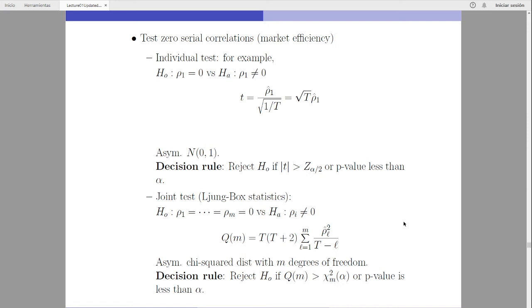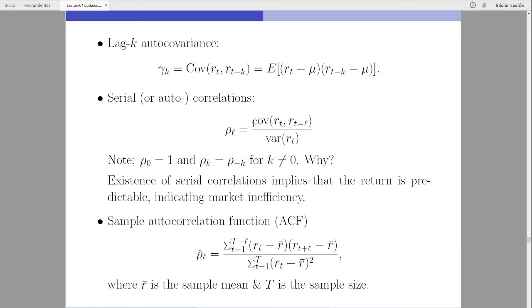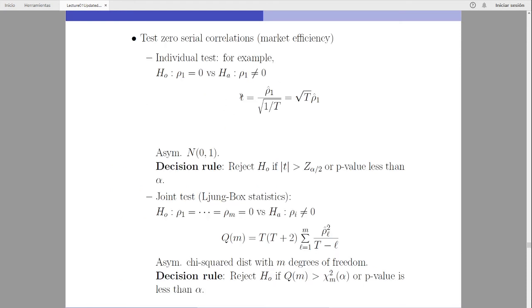Now, market efficiency can be tested as well. If we don't have serial correlations between our variables, that is actually an efficiency marker. And we can take a test like this, for example, calling as our null hypothesis rho 1 equals 0 versus our alternative hypothesis that rho 1 is different from 0. And we have our parameter t in this way, which is rho-hat 1 times the square root of T. And this is similar to a normal 0,1. So we can reject our null hypothesis if either this small t is bigger in absolute value than the corresponding value of the normal distribution, or if the p-value is smaller than the significance level.